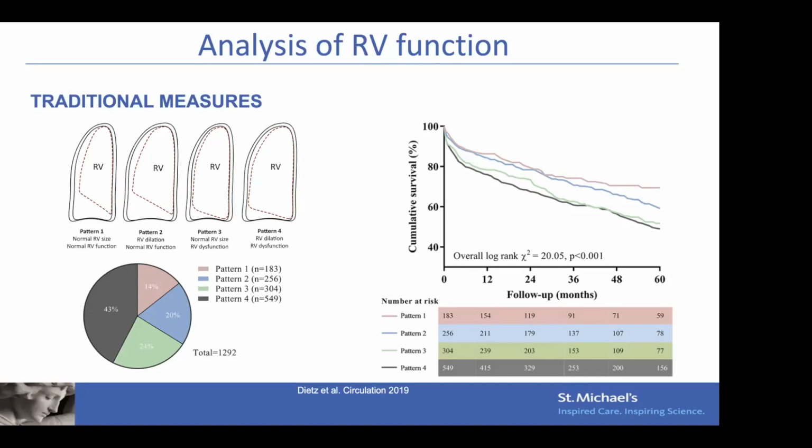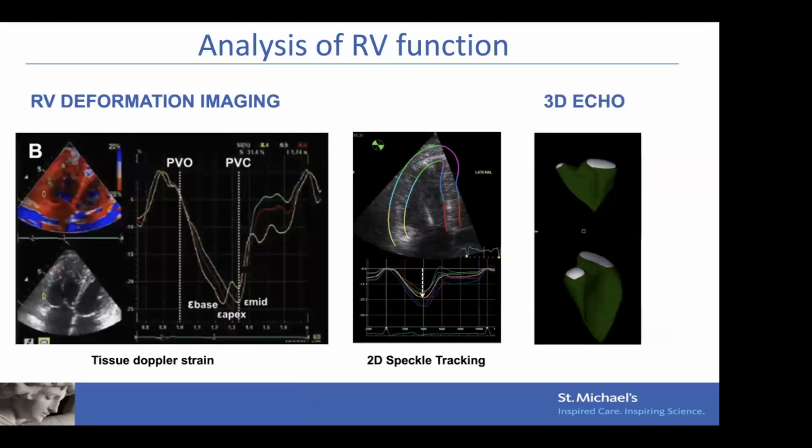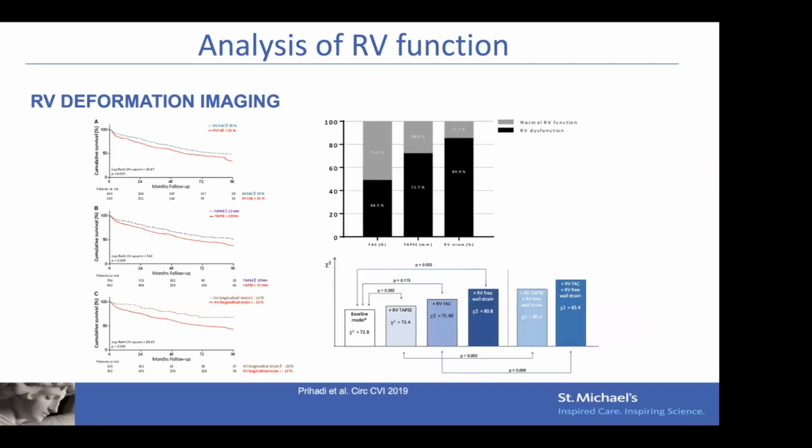And as you can see, if you look at prognosis, these are the 2 groups with RV dysfunction which have the worst prognosis, and this is irrespective of whether the RV is dilated or not, suggesting that RV function rather than RV dilation is actually the most important parameter to look at. Then in addition to classic parameters for RV function, you can also use more advanced measurements such as deformation imaging or 3D echo. And this again gives you some additional information.